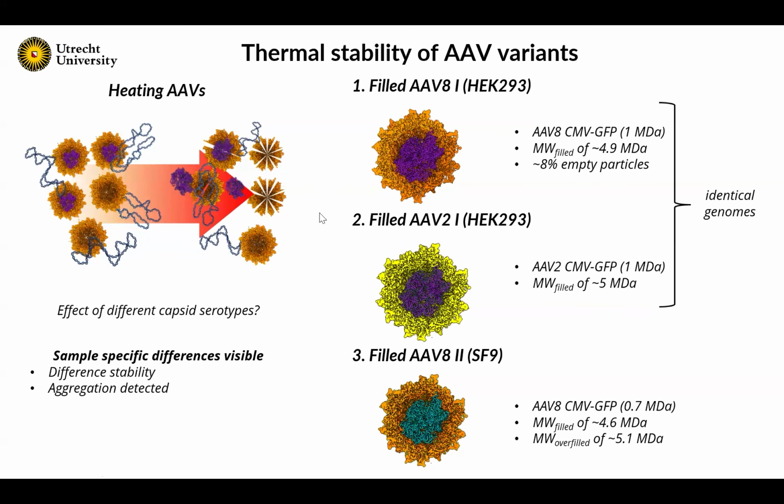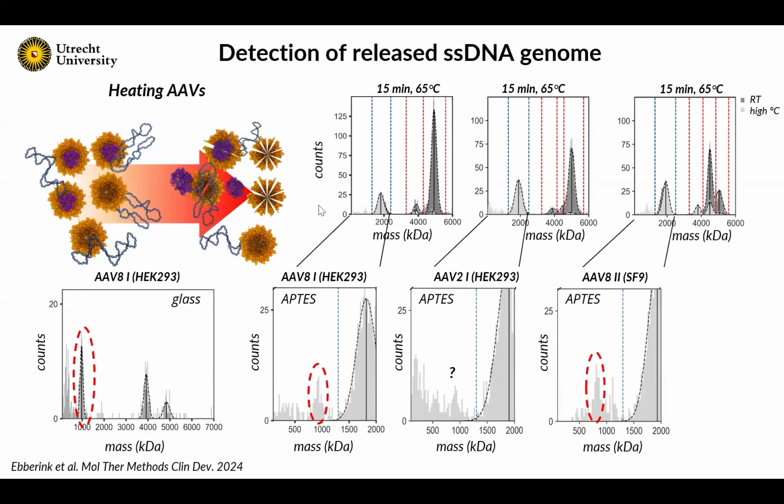Okay, something interesting that we noticed during these last measurements is that upon heating, a new peak occurs, which has a mass which is about the same as the genome of the filled capsid. So here, for instance, for the AAV8, we could see this new peak emerging. And also in the measurements before, where we did not yet use a plasmid DNA and also just conventional glass slides, after the heating of the AAVs, we see this new peak, which has about a mass of 1 megadalton, which corresponds to the mass of the genome of the filled capsids.